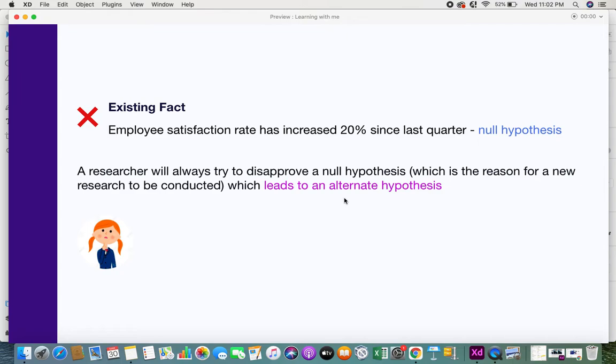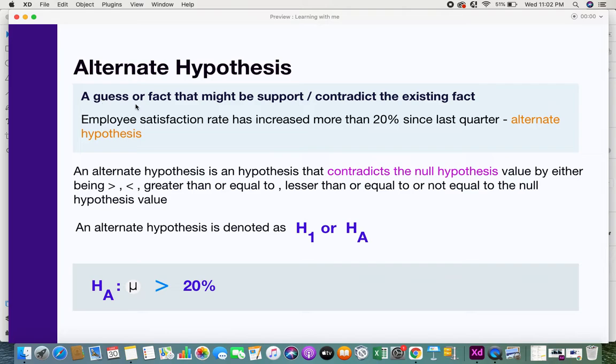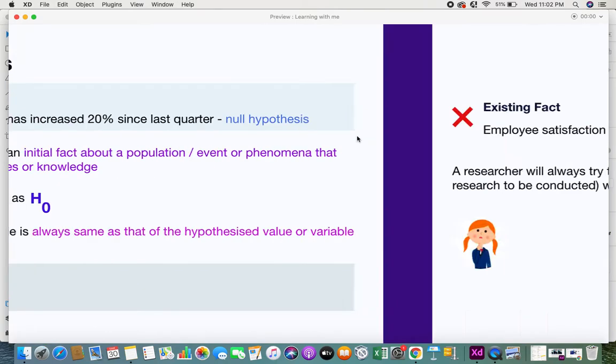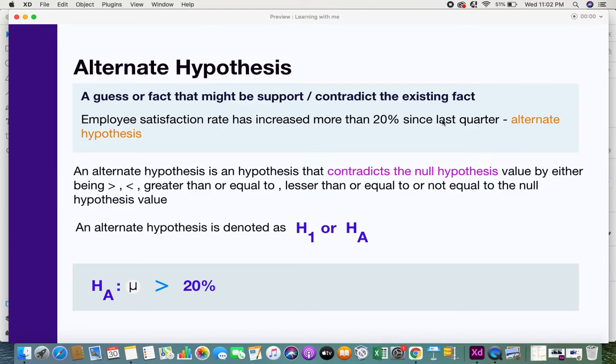the alternate hypothesis. So let's see what is an alternate hypothesis. So if you see in the example that I mentioned, the employee satisfaction rate has increased 20% since the last quarter became the alternate hypothesis, because Katie guesses that it might be more than 20%. So this statement actually contradicts the initial existing hypothesis, which is the null hypothesis. So it's contradicting. It's not increased by 20%, it will be increased more than 20%, which is a contradiction, and it becomes the alternate hypothesis.